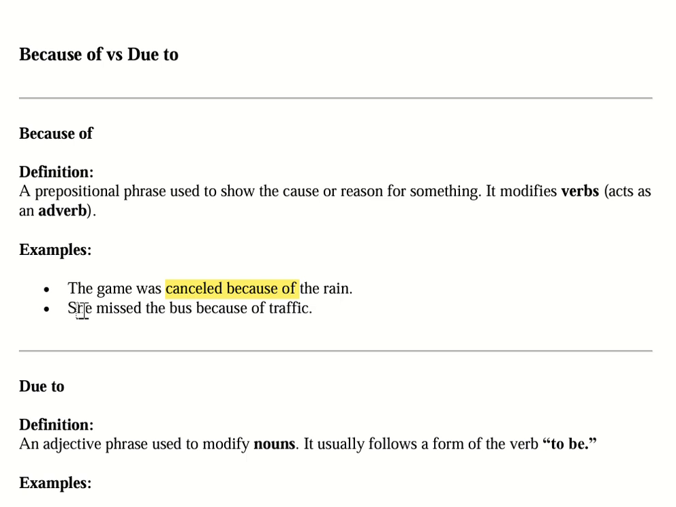If we look at the second example, she missed the bus because of traffic. Here, because of is modifying missed. Why did she miss? Because of here is modifying missed.